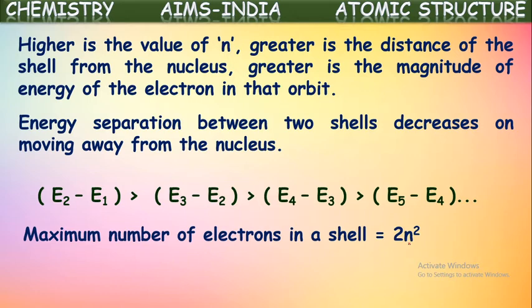If you want to calculate the maximum number of electrons present in the fourth orbit, in the place of n, if you substitute 4, we get the total number of electrons that can be maximum accommodated in the fourth orbit as 32. So the formula to calculate the maximum number of electrons that can be accommodated in a shell is 2n².